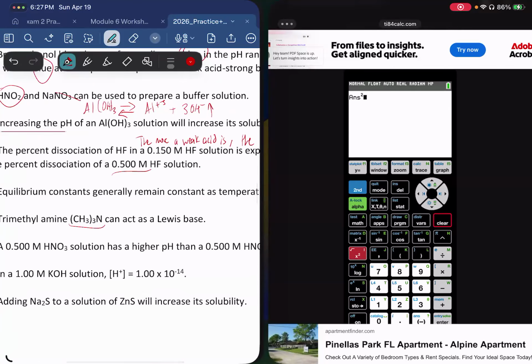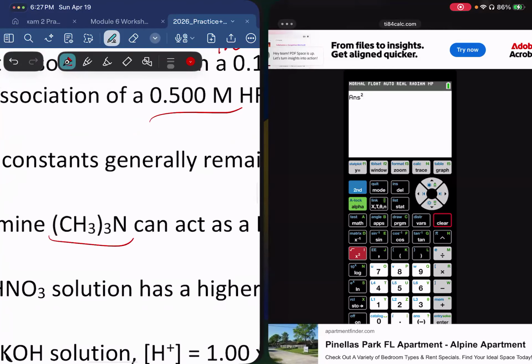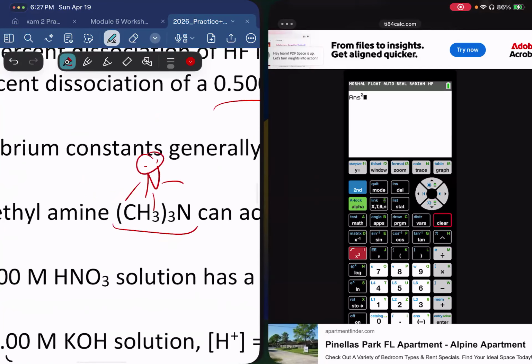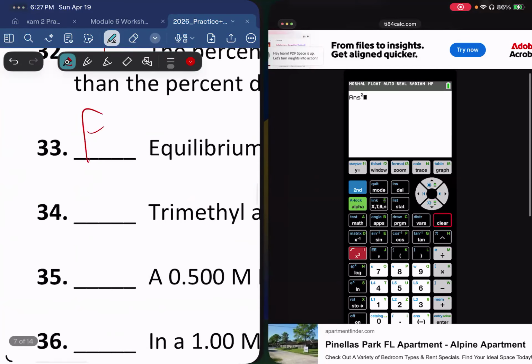Triethylamine, and this is the molecule for that, can act as a base. Generally speaking, anytime you see a nitrogen, unless it's a triple bond, nitrogens always act as loose bases, like they have that lone pair. So that's why this is true.